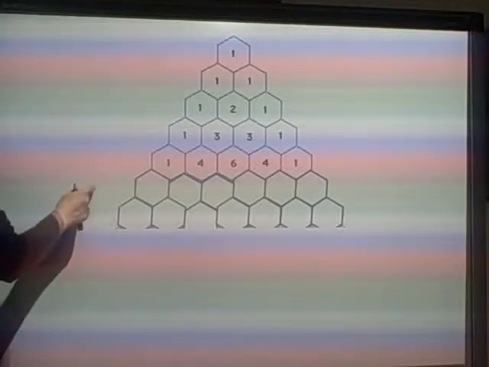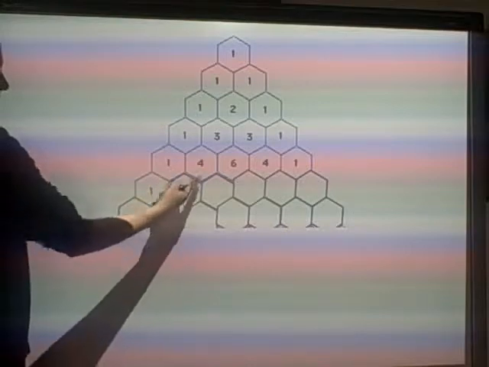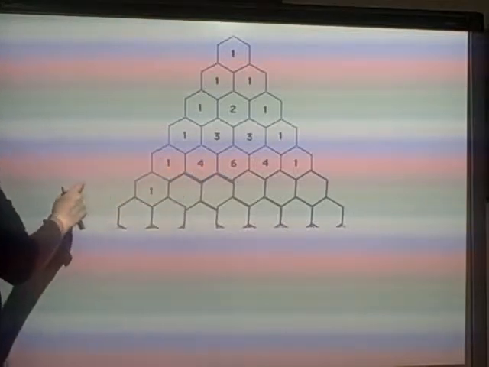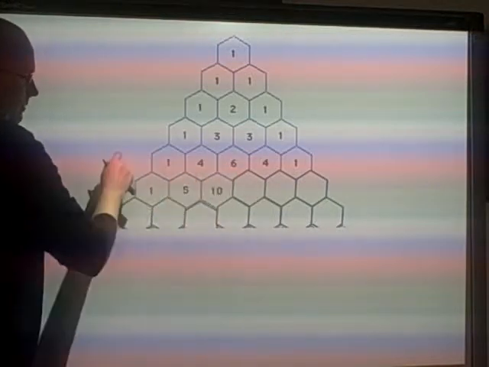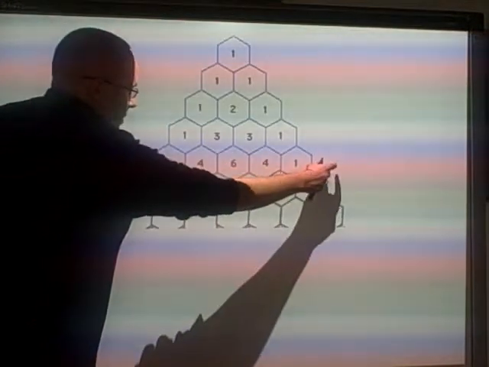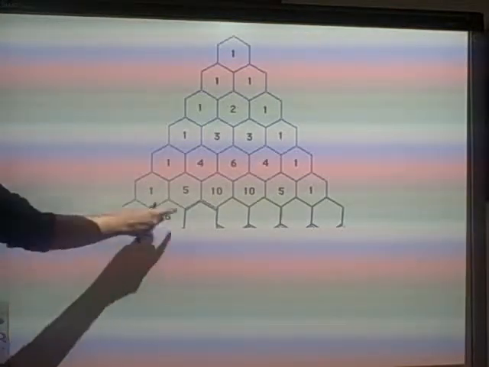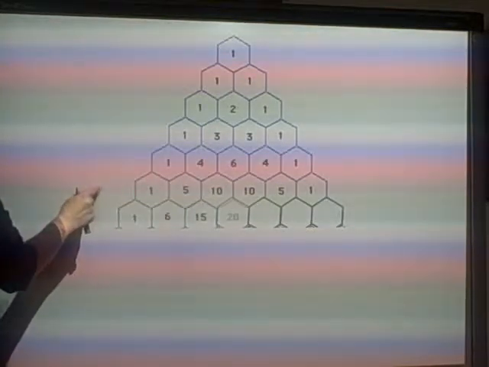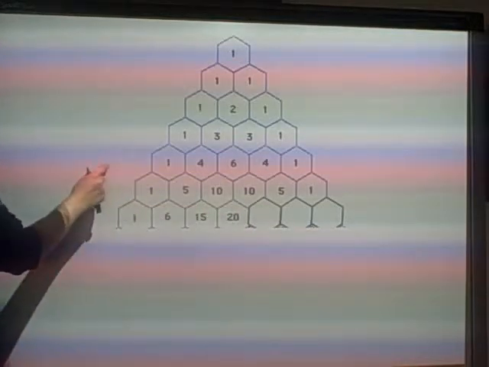Now we know that this number here is going to be 1 because it always starts with 1. To find the next number, you add the 2 numbers directly above it. So 1 plus 4 is 5, 4 plus 6 is 10, 6 plus 4 is 10, 4 plus 1 is 5, we know the last number is going to be 1. And then the pattern continues, so this would be 15. And once we've got to halfway, we know the pattern repeats, so we can just go 15, 6, 1.